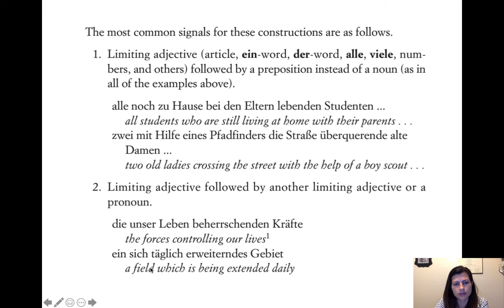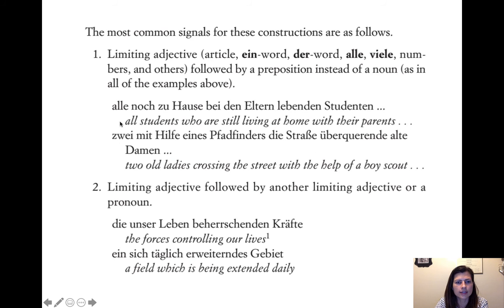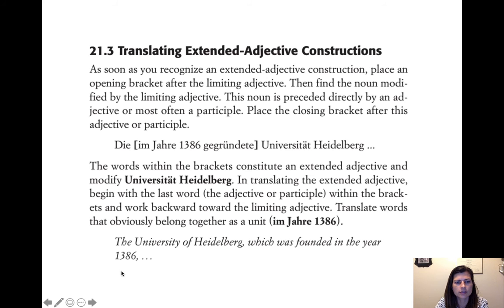And then imagine if you don't have that relative clause, it would be a field being extended daily, which I think is all right as well. It's short enough. So as soon as you recognize an extended adjective construction, place an opening bracket after the limiting adjective. So die is the limiting adjective, as in the article, just whatever it could be. We had zwei, alle, zwei, die, ein, all those things.